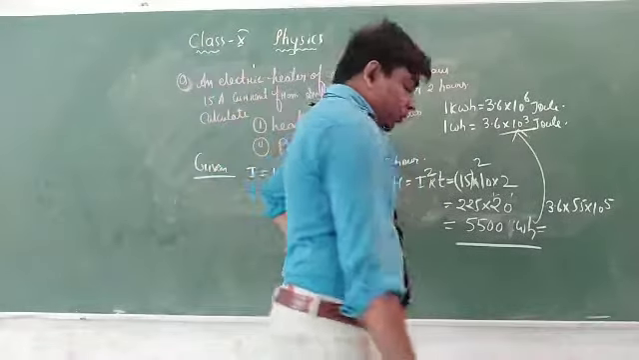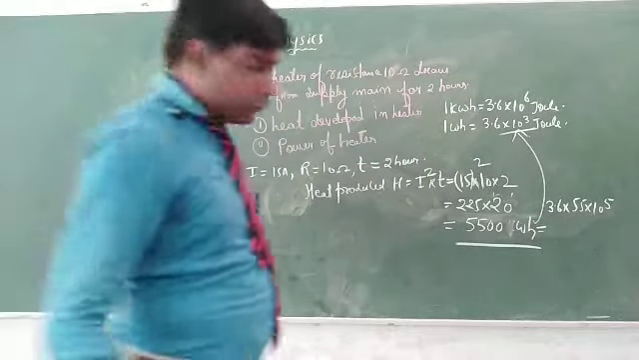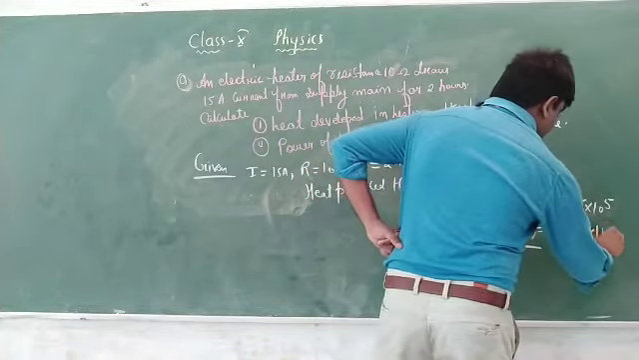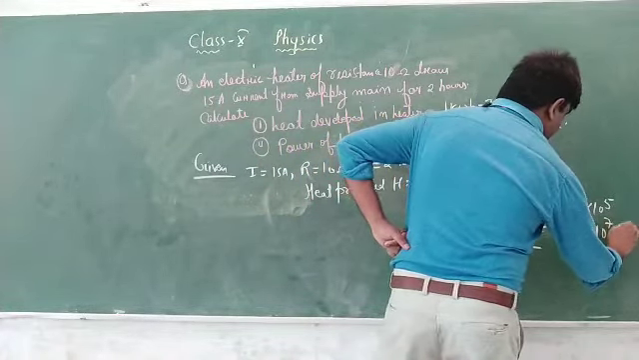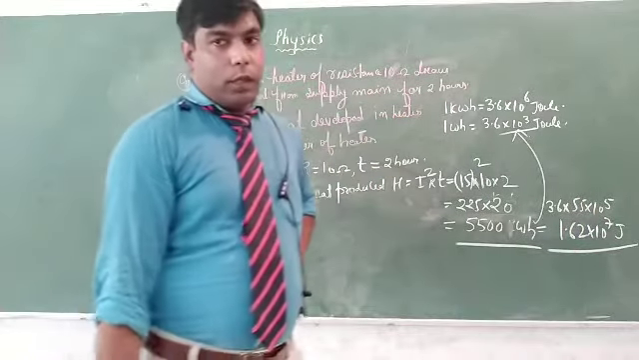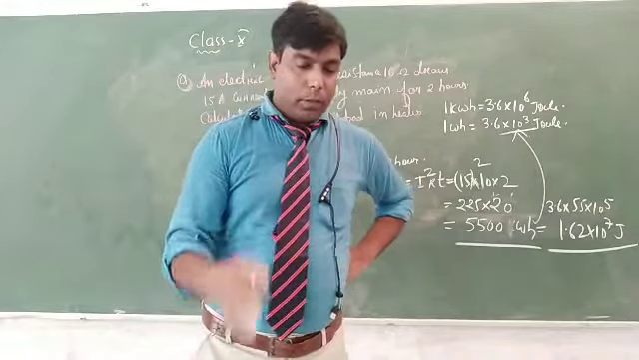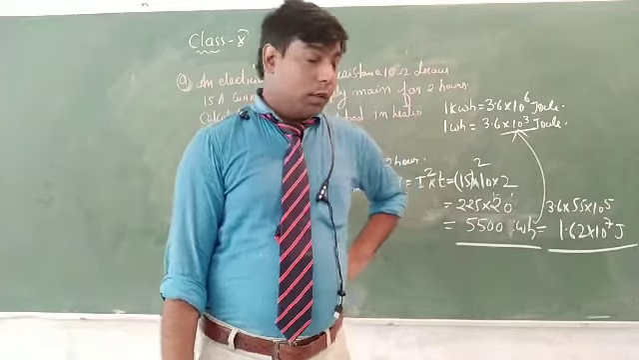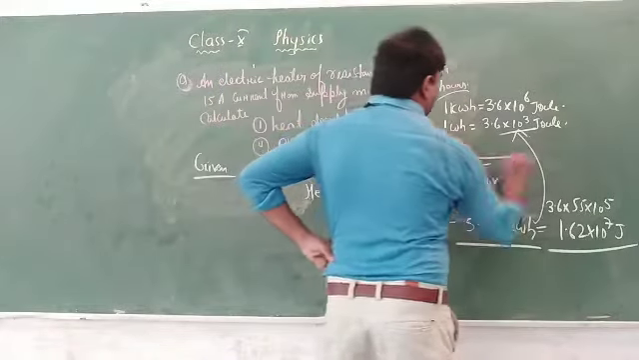That is, it will be your 1.62 into 10 to the power 7 joule. Either you write in joule or watt hour, right? But sometimes in a question they ask to express the energy or heat developed in joule. Then you have to remember this relation.